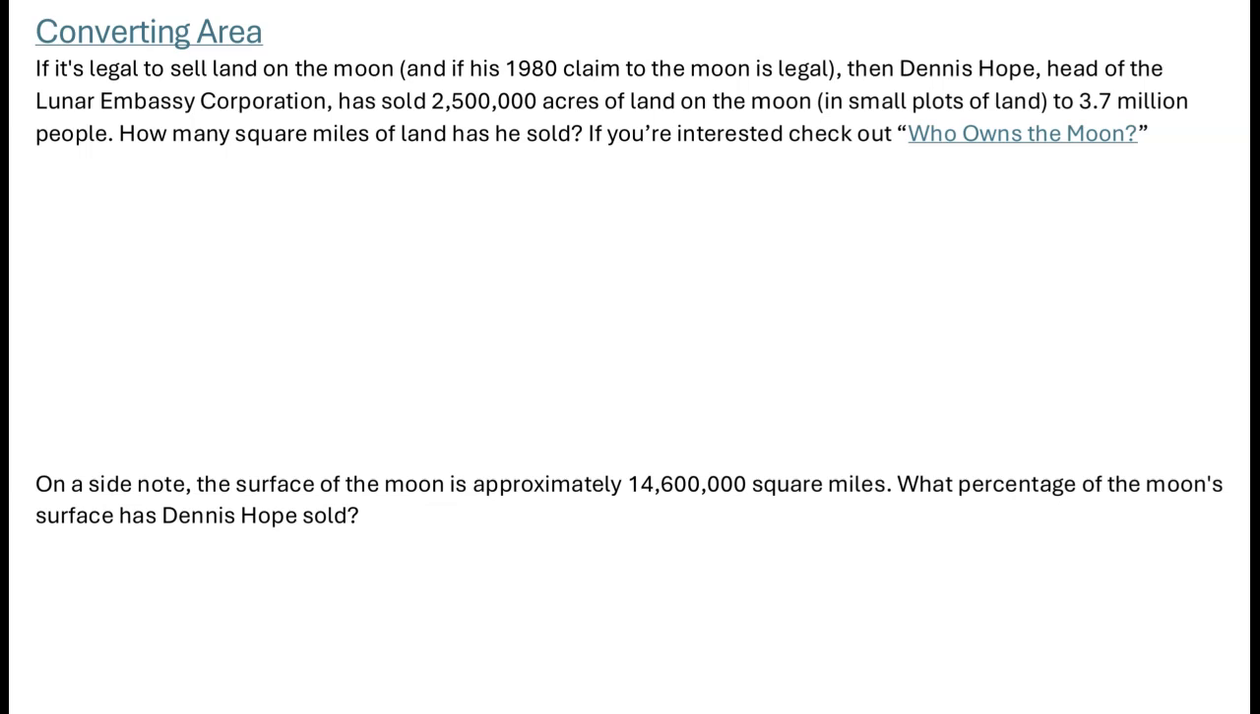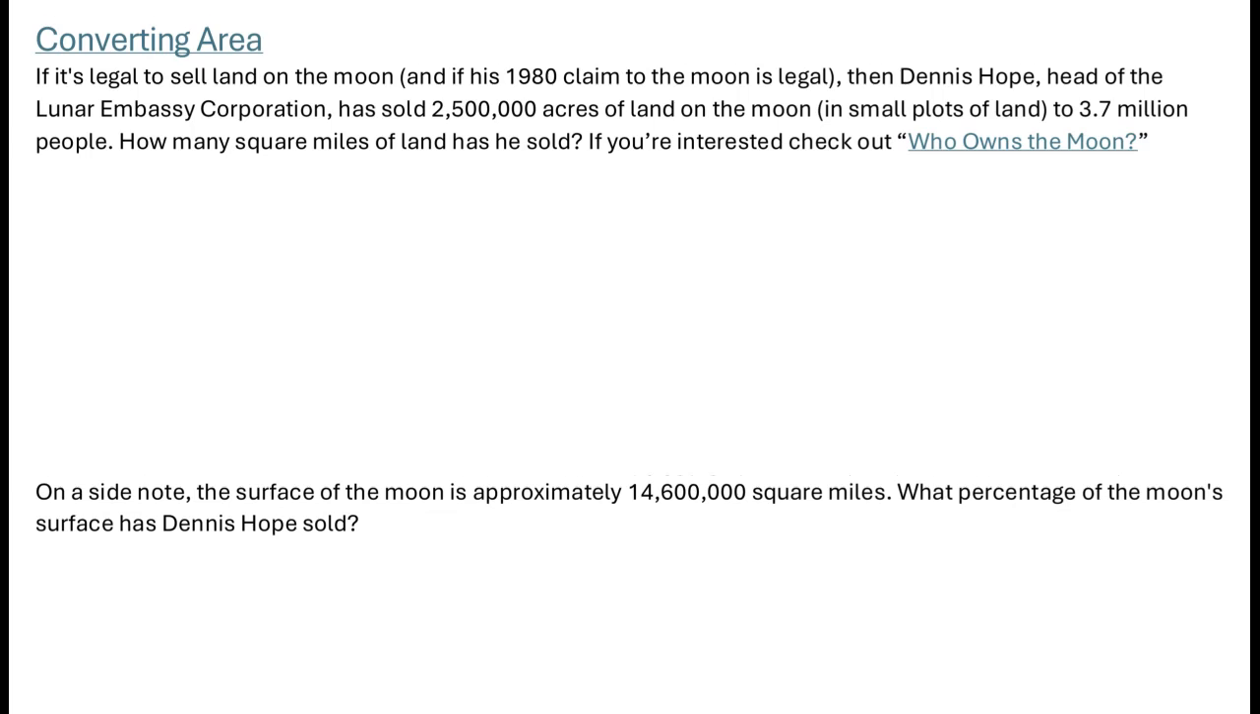Dennis Hope started a company, the Lunar Embassy Corporation, and claimed the moon, and also claims that he can legitimately sell land on the moon. So far, he sold 2.5 million acres of land on the moon to 3.7 million people. Our task is just to convert that 2.5 million acres to square miles.